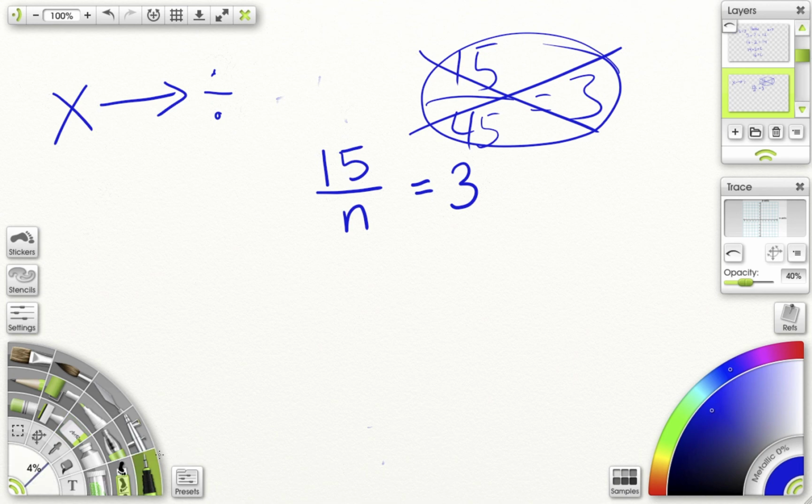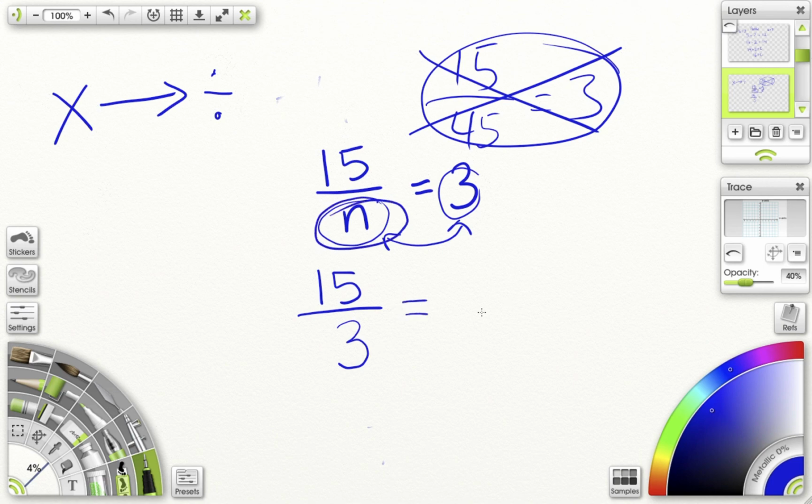What you do to find out what it is: I keep my 15 where it is, I put that line underneath it, but here's what I do: I take this n and I take this 3 and I switch them around. So I do 15 divided by 3, so I put that 3 down there. That is equal to n. Okay, so that's what you need to do. Your big number stays where it is, and you switch over. Because if you try to do the opposite operation, it wouldn't work.